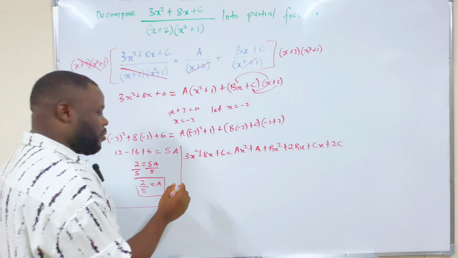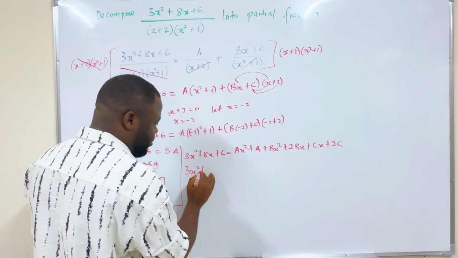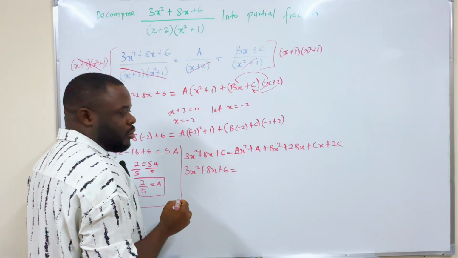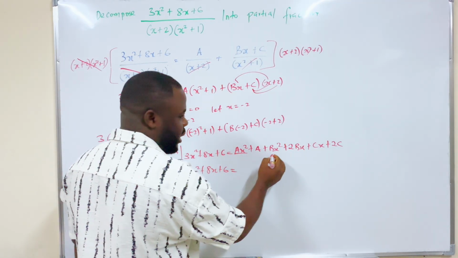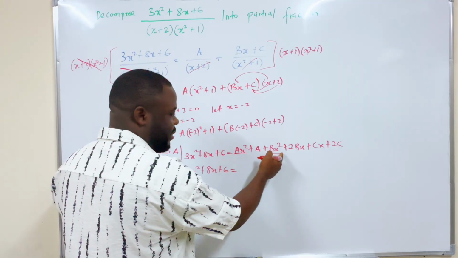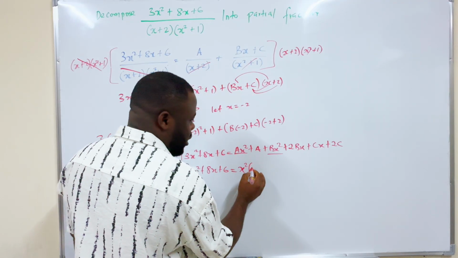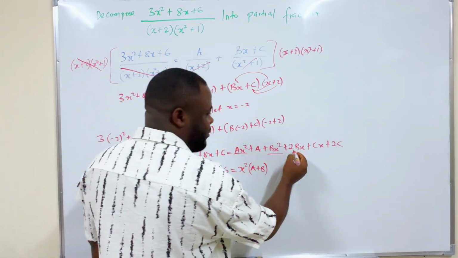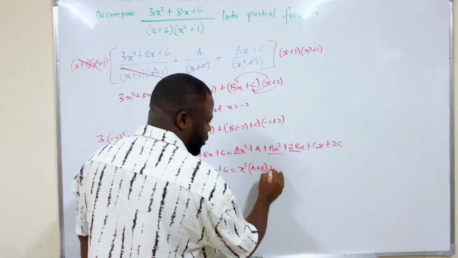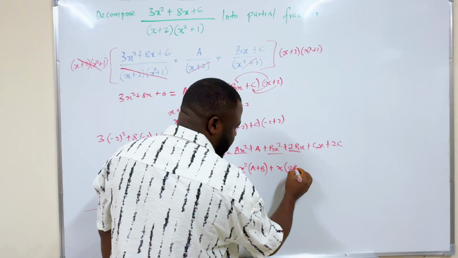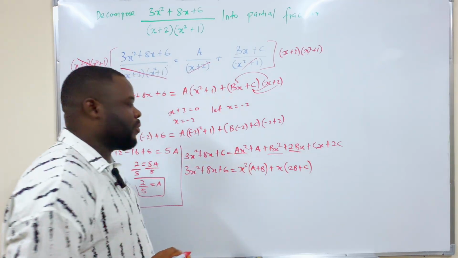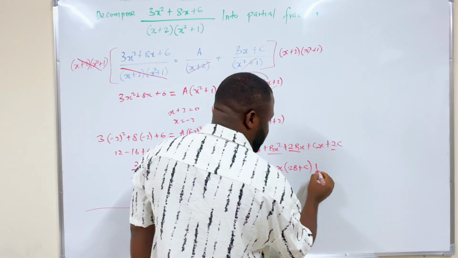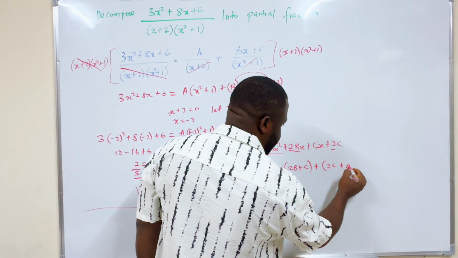Okay, so we also write 3x squared plus 8x plus 6 equals, we can combine like terms. So we have x squared here, we have x squared here, and their factor is x squared, say x squared times a plus b. All right. So we also have x here and x here, so we can say plus x times 2b plus c. Okay. Then the last part is these two constants, so we have plus 2c plus a.